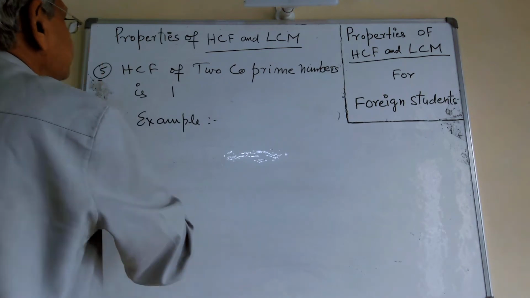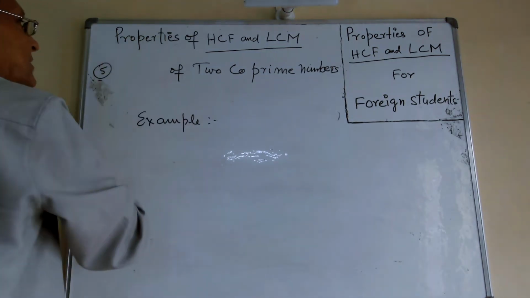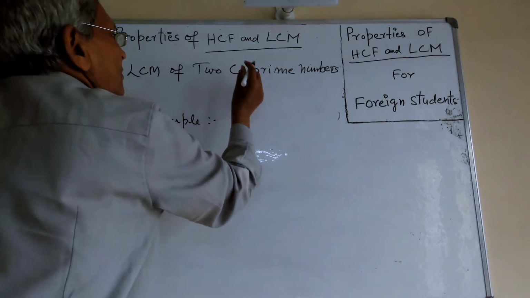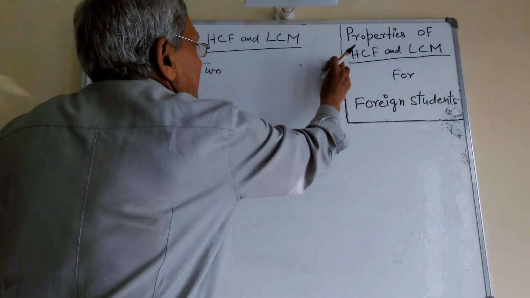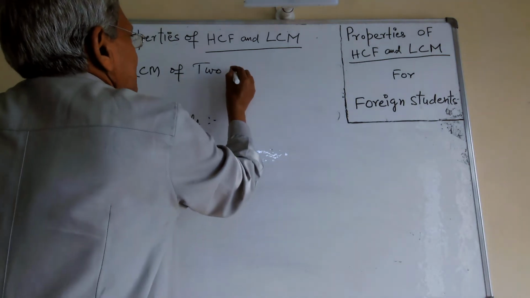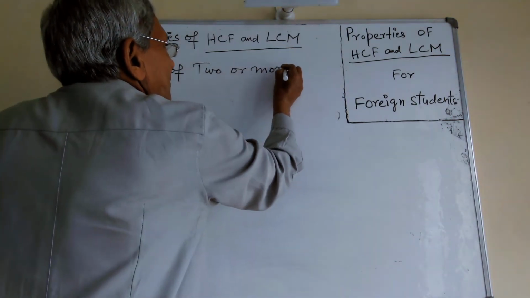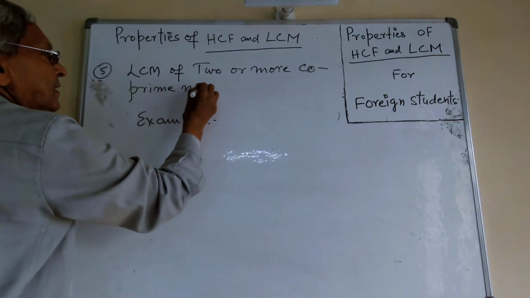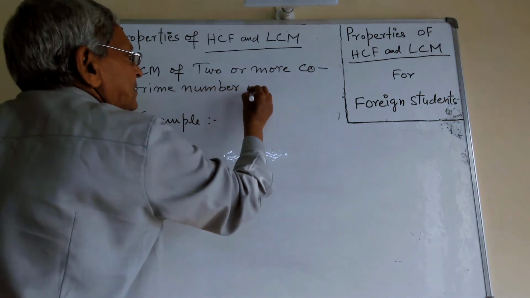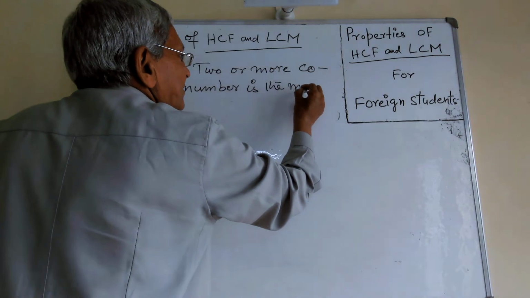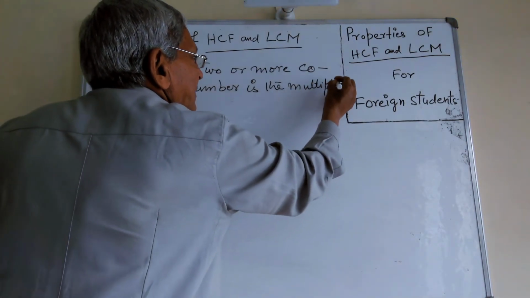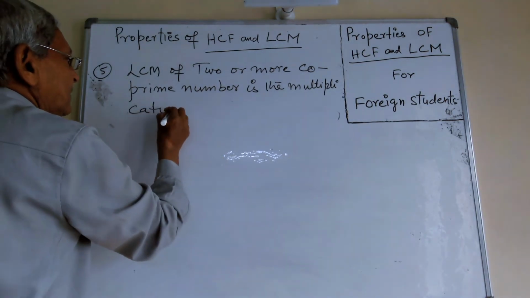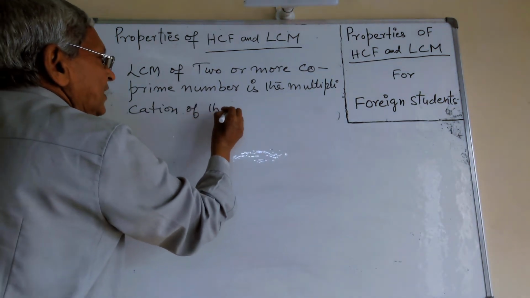Fifth property, LCM. Here I am changing the statement: LCM of two or more co-prime numbers is the multiplication of those numbers.